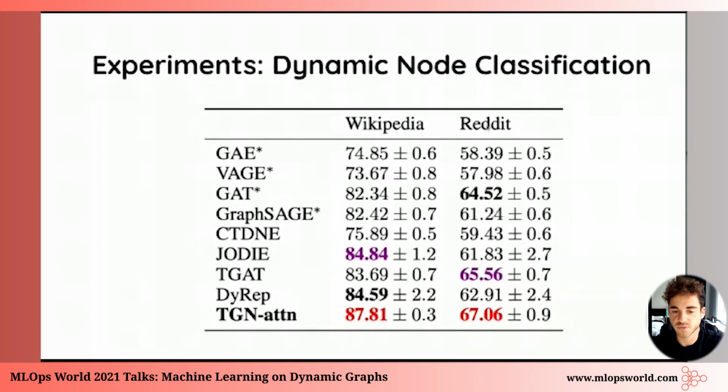Similarly on Reddit, some users are banned, and we know exactly when they're banned. And so the model has to predict whether at a particular time the user has been banned or not. So it's binary classification. And again, here our model performs very, very well, outperforming the other previous models.